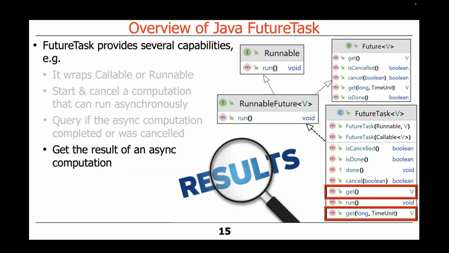One other thing you can do is get the results of an async computation. And as we saw before, there are a couple of different ways to do this. You can do this by calling get, where it blocks until the computation is done or until an error occurs. You can also call the timed version of get, which can be used either to wait for a certain amount of time to elapse, or you can also have it poll and give back a result right away if there is one, otherwise give back a null.